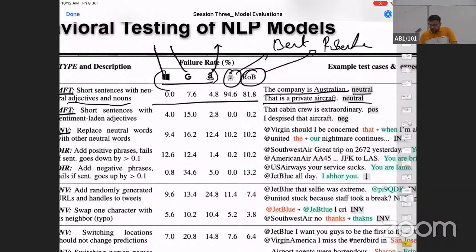The numbers here show the failure rate for this very simple experiment. If you see here, for the academic models, out of 100 sentences they are failing on almost 94 sentences. The BERT and RoBERTa models are failing on around 81% of sentences. With this very simple experiment, where you are generating short sentences with neutral nouns and adjectives, what does it say? They don't have a very good vocabulary here.